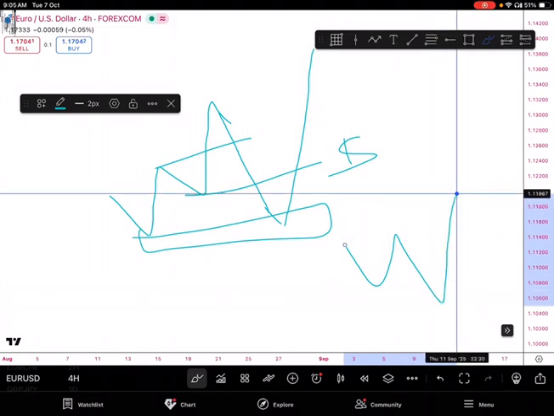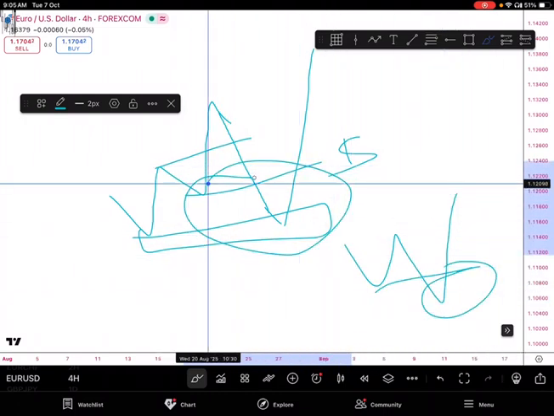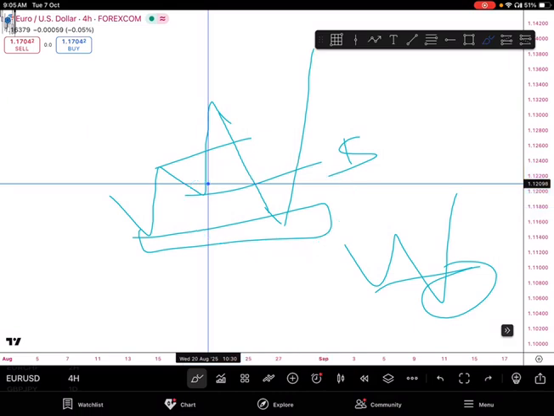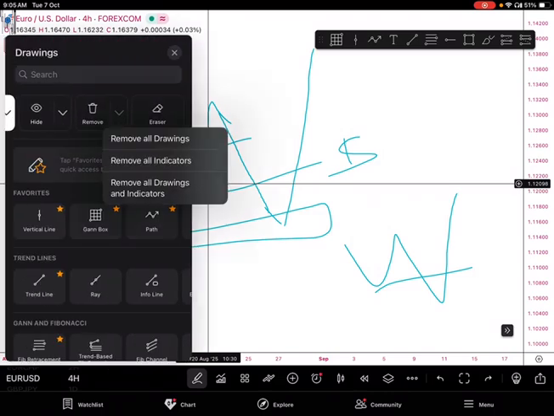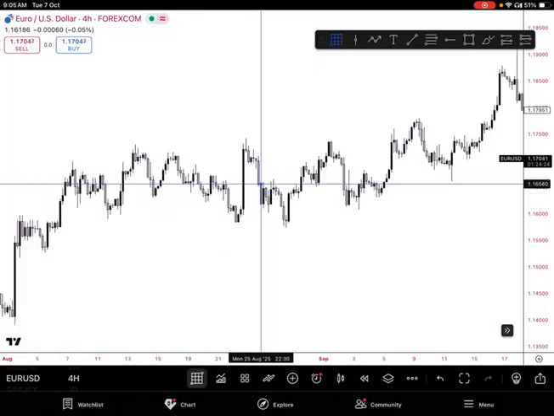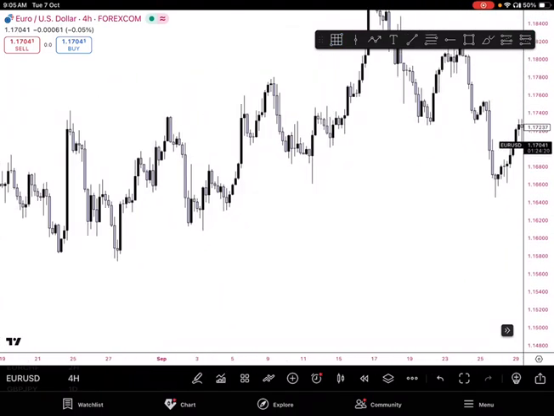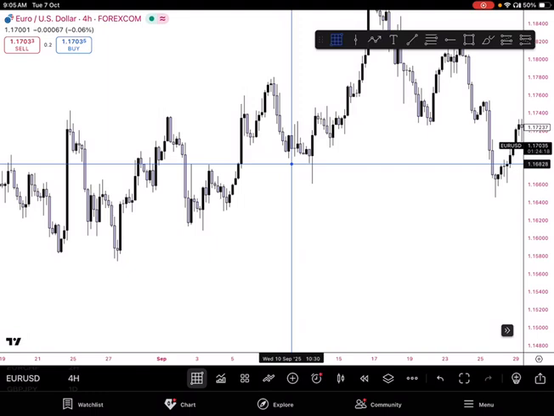Okay, so this we call a sweep. When we have this one, we call it a sweep. This move we call a sweep. Okay, so every sweep is for taking the liquidity. Understand? Every sweep happens for taking the liquidity. So for example, let me show in the chart. Okay, so here we have a sweep, right? Here we have a sweep, right?